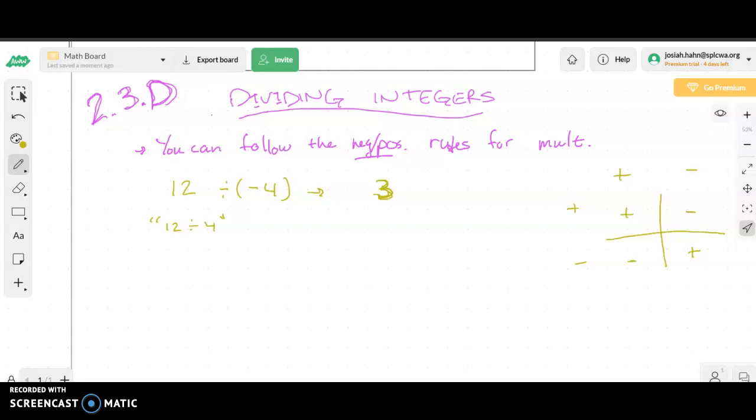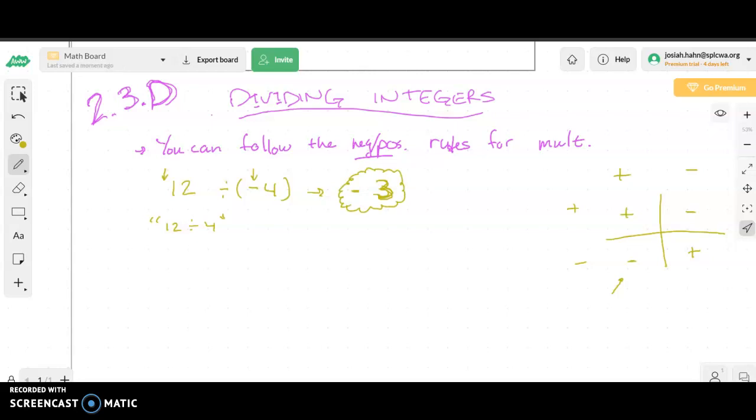Then we reference back and look for our negatives. We had a positive 12 here and a negative 4. Our first number was positive, and our second number is negative, which means we're going to be right there in this box, which means our final answer is going to be negative. So 12 divided by negative 4 is, in fact, negative 3. That's kind of what we are looking at here.